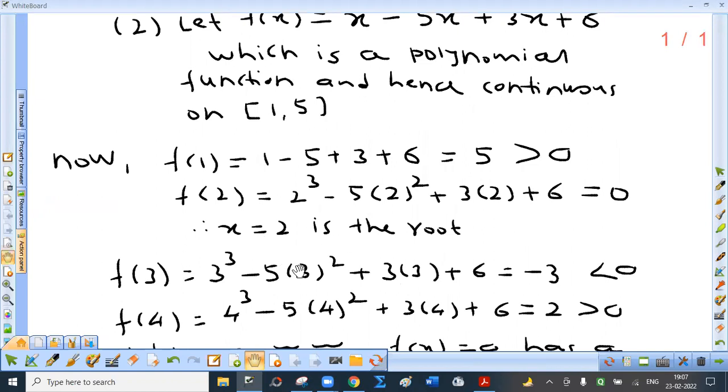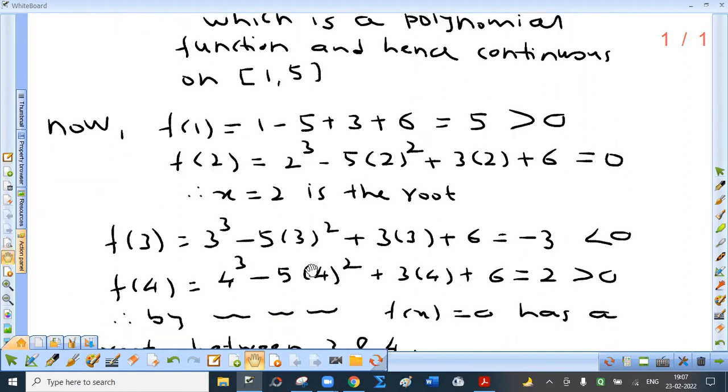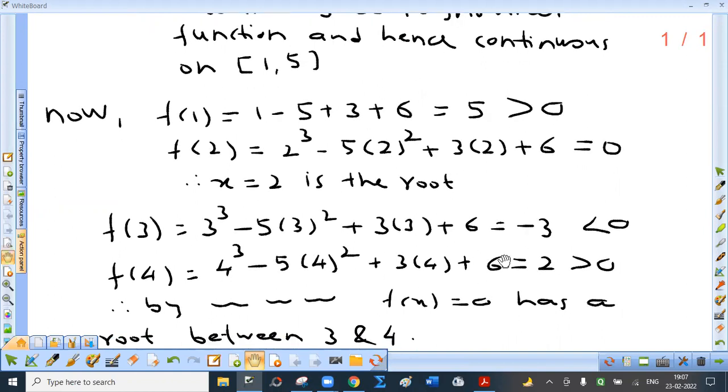See, I have chosen integral values. You may be required to consider fractions also. Like f of 4 is, say, positive, f of 5 is positive, rather f of 4.5 is positive, but f of 4.3 is negative. It is possible. But here, luckily, f of 3 is negative, f of 4 is positive. So, please do not write in this fashion.